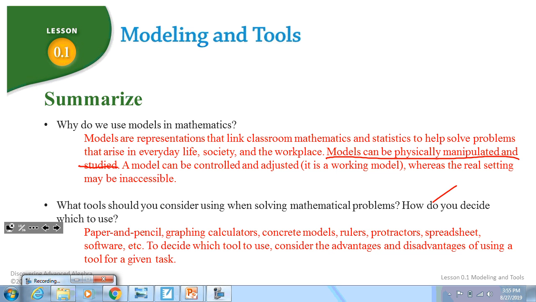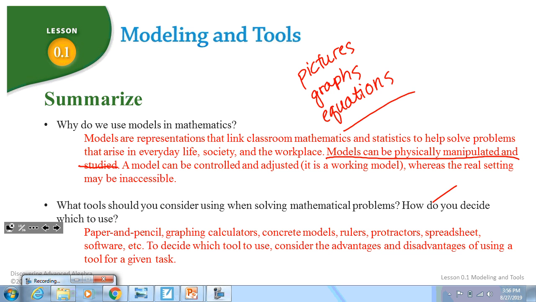What are models? One more time, models can be pictures. Models can be graphs. Models can be equations. And there are other things that are models as well, but we're going to use all these things, and you don't want to limit yourself just to one thing in whatever it is that we are studying.